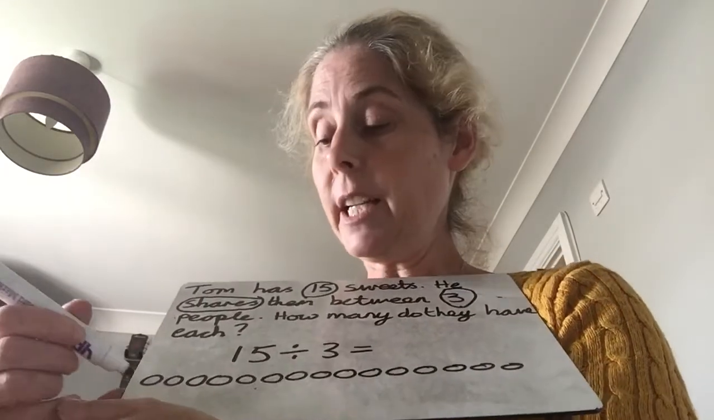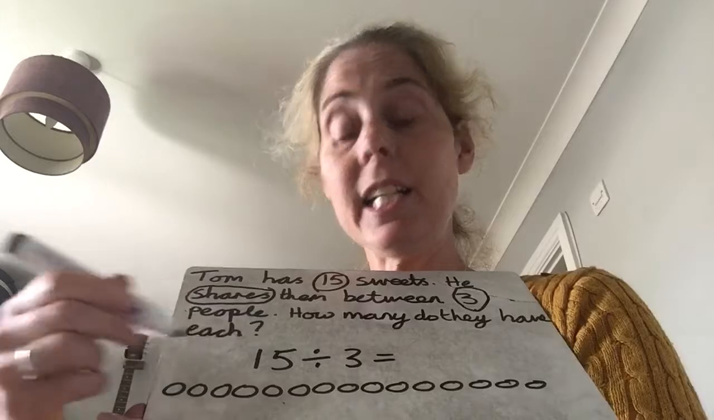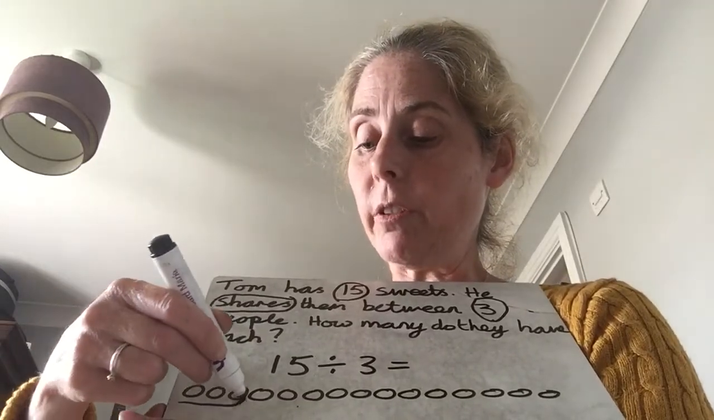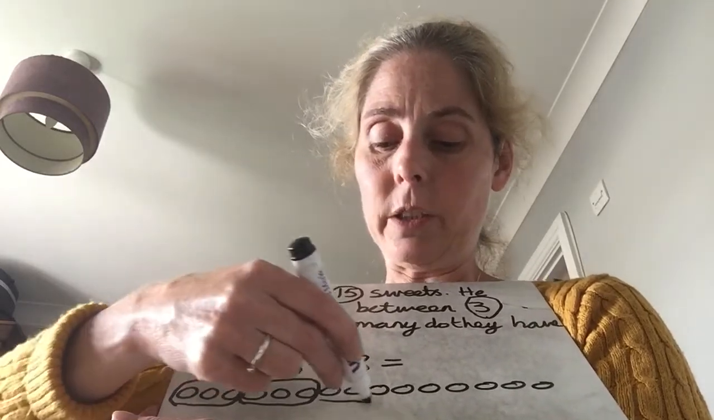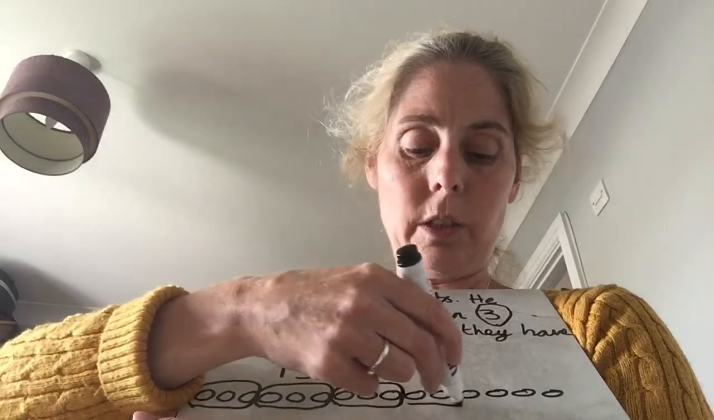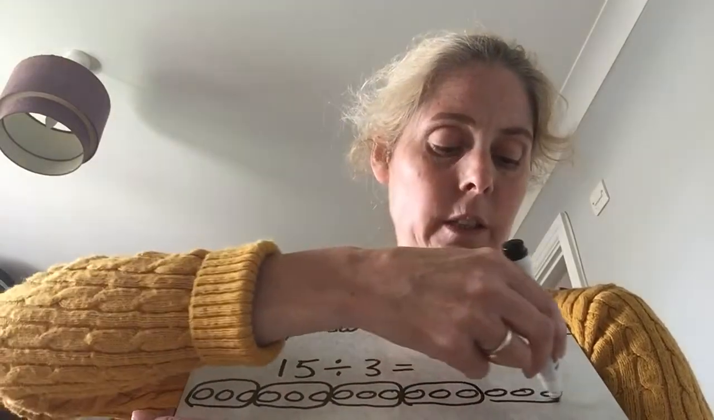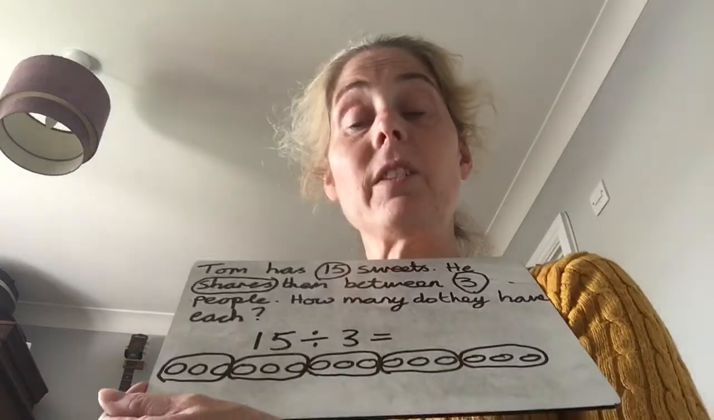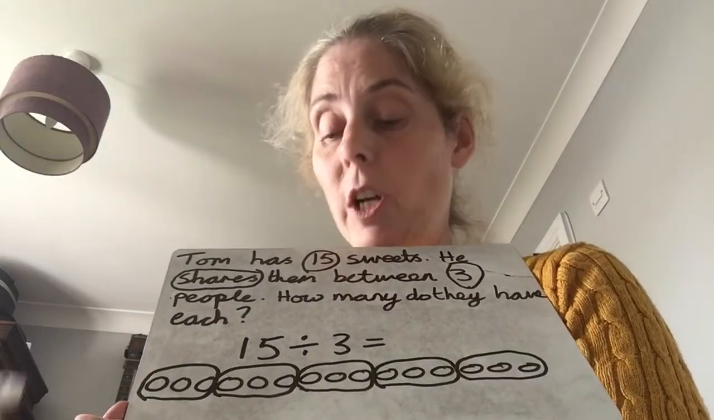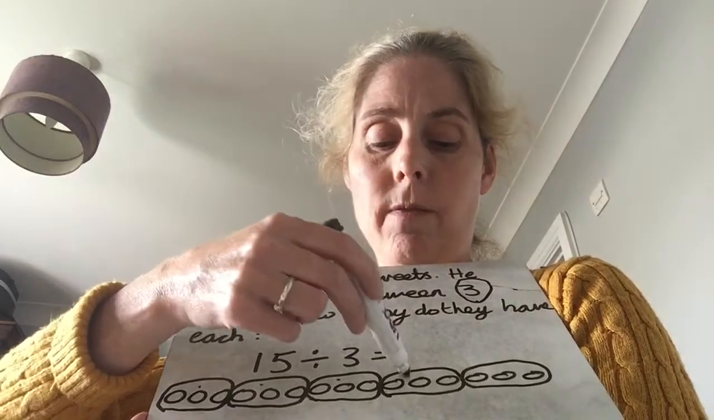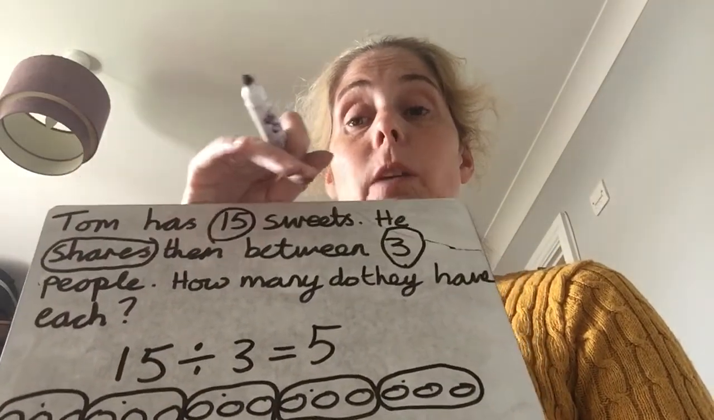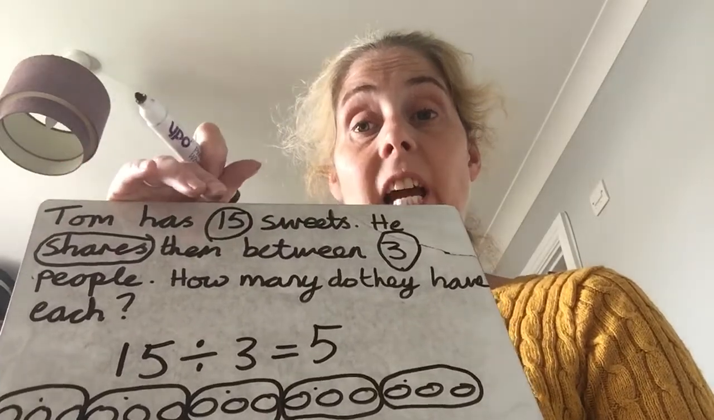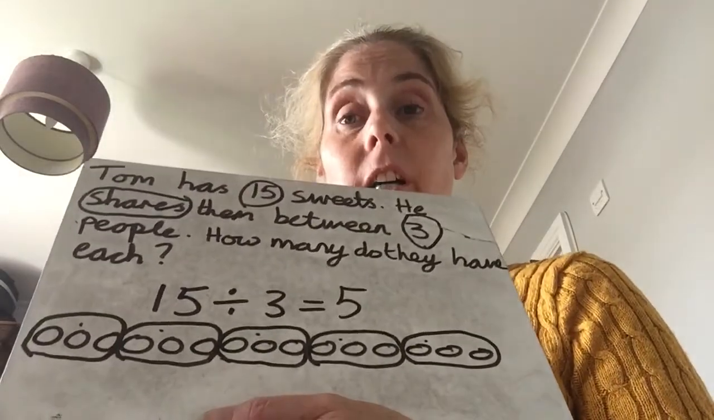Okay, so ready? That means I've got to have 3, remember, in each group. So I'm going to go 1, 2, 3. 1, 2, 3. 1, 2, 3. 1, 2, 3. 1, 2, 3. Then remember, to find the answer, we look at how many groups we've got. 1, 2, 3, 4, 5. 5 groups, that's our answer. Okay, so 15 divided by 3 equals 5. 15 shared between 3 equals 5.